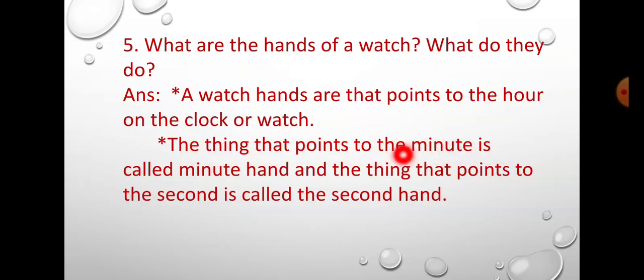The thing that points to the minute is called the minute hand. Which arrow shows the minute? That is the minute hand. The thing that points to the second is called the second hand. Listen, there are totally three hands in our wristwatch. One is small, one is bigger, and one is always going round. The small one denotes the hour. The bigger one shows the minute, that is the minute hand. And the one that is always rounding, all the seconds, is the second hand.